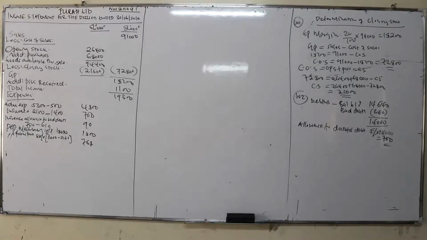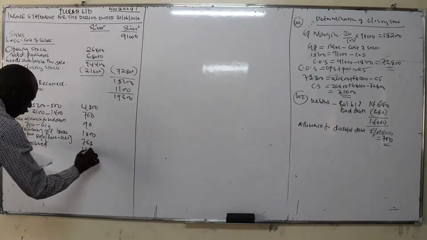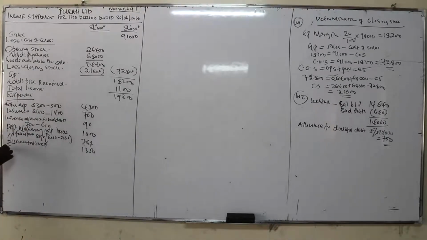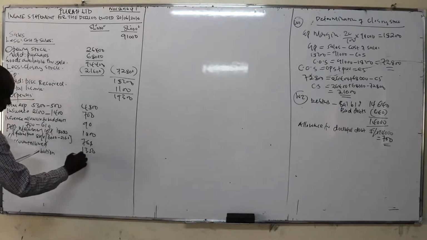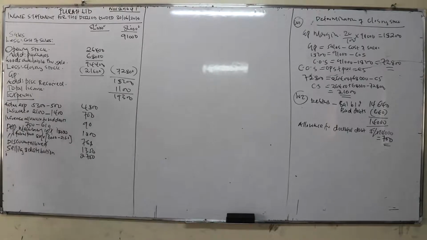So we go and pick other expenses that do not require adjustments. Like we have discount allowed. How much is it? 1350. And then we have selling and distribution expenses. How much is selling and distribution? 2750. Debenture interest. Debenture interest, how much is it?